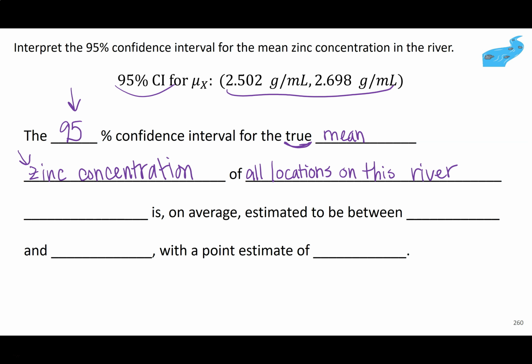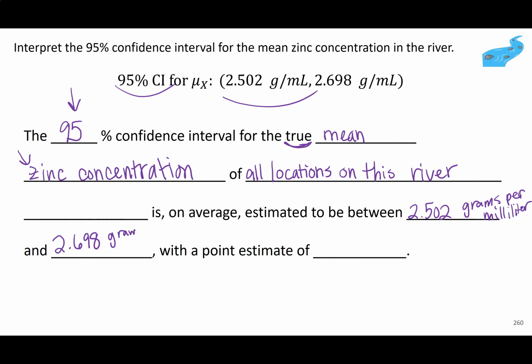Is on average estimated to be between, so I'll put the lower one first with units, 2.502 grams per milliliter, and 2.698 grams per milliliter, with a point estimate of, so this is saying, what was the sample mean from that original sample? 2.6 grams per milliliter.